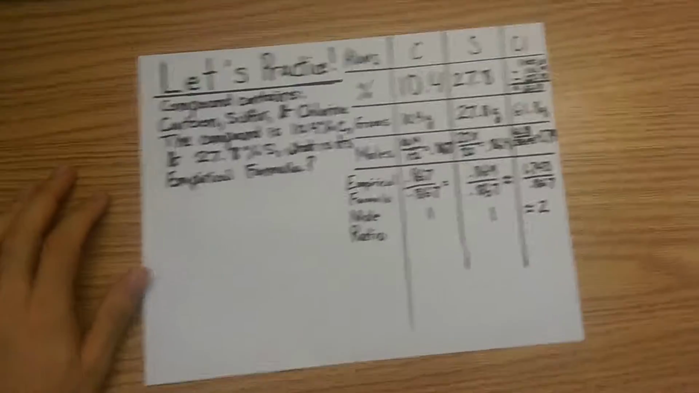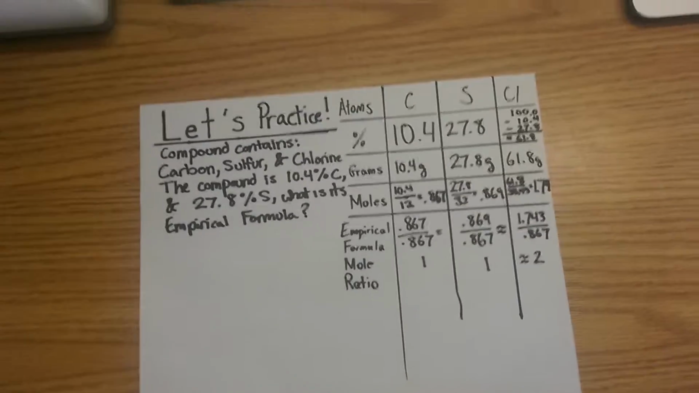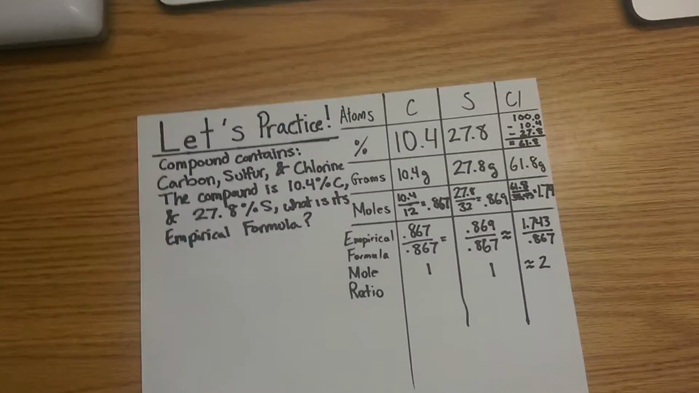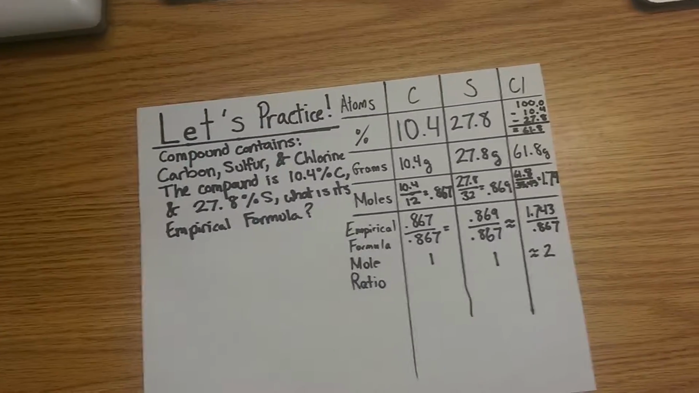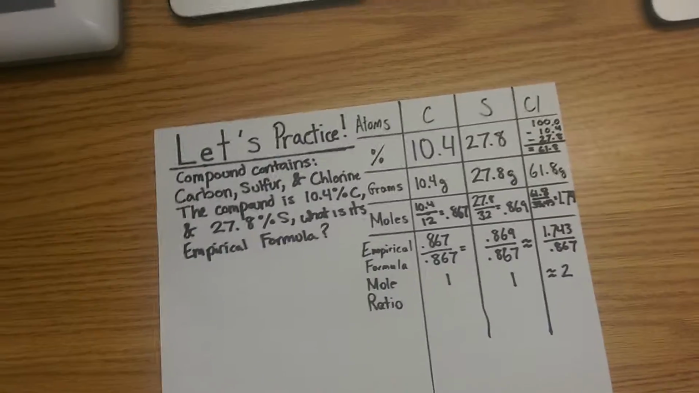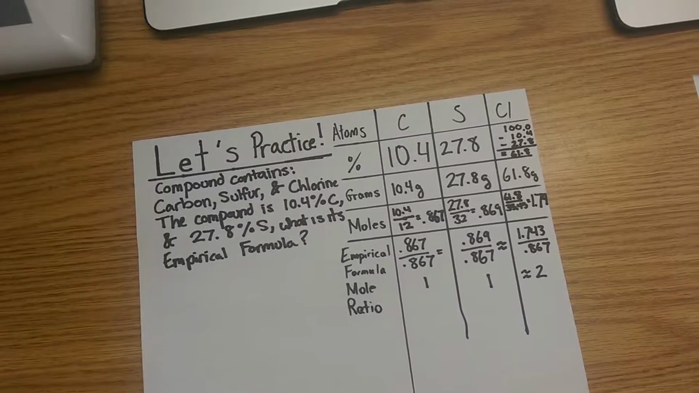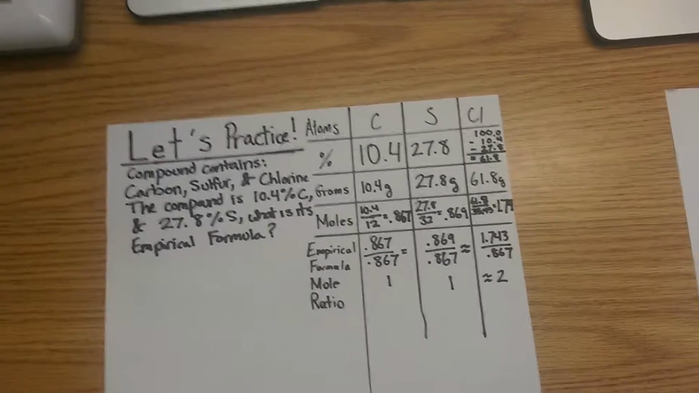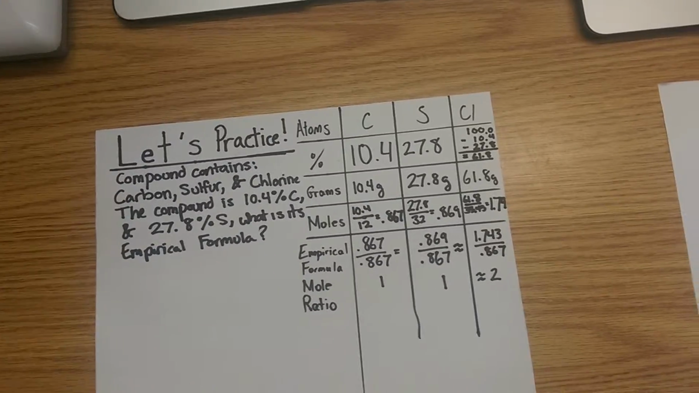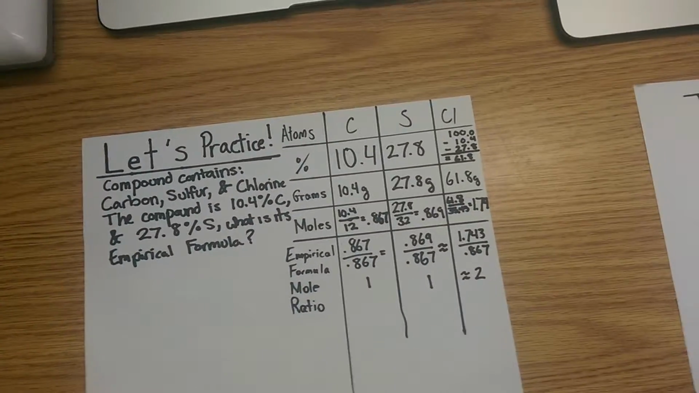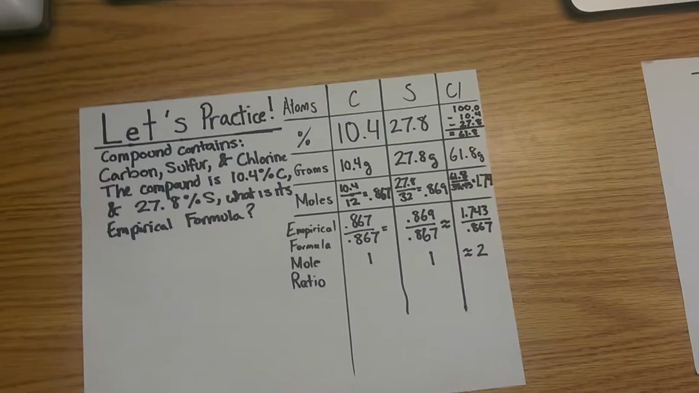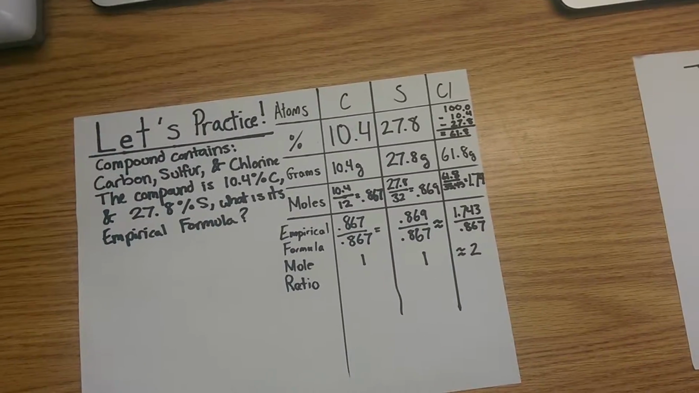So in order to begin solving this problem, you need to analyze what the problem gives you and what you need to deduce in order to finish solving the problem. The problem gives you the percentages of carbon and sulfur, which are 10.4 and 27.8 respectively. To find the percentage of chlorine in the compound, you need to subtract the two percentages you were given from 100. So you get 100 minus 10.4 minus 27.8, which works out to 61.8.